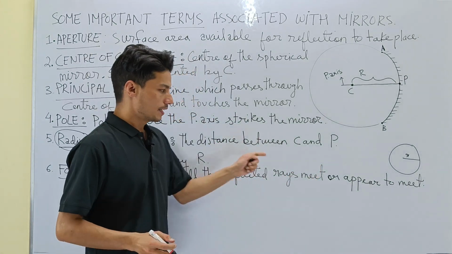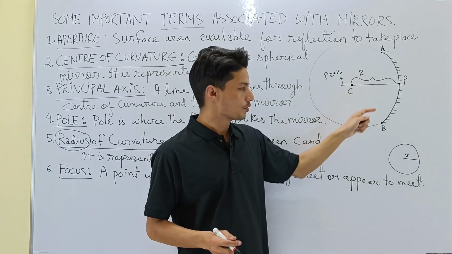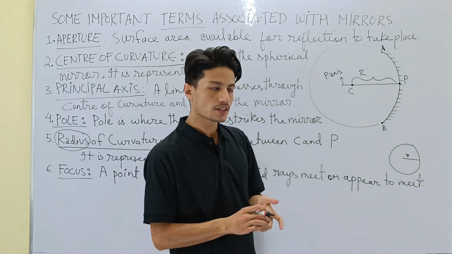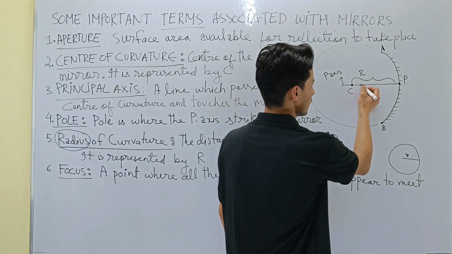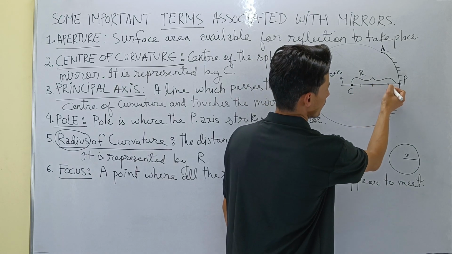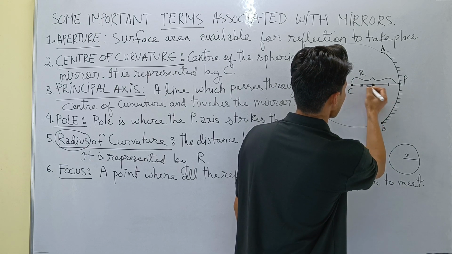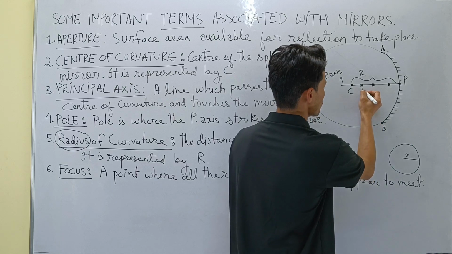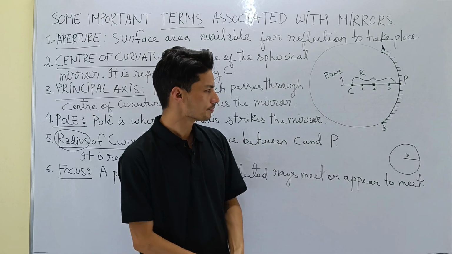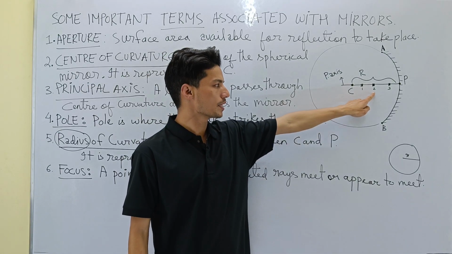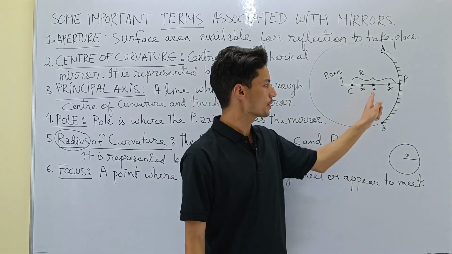All right, now let me show you where the focus is. Now see how I will identify the focus. Remember that the focus will be between C and P, but the question is, where will it be? Will it be here, or here, or here? Will it be in position 1, position 2, or position 3? Where will the focus be? The answer is, our focus will be at position 2.